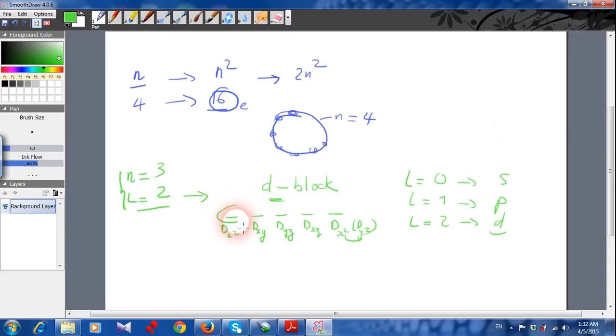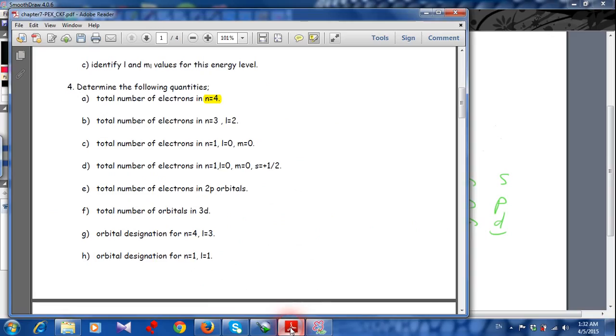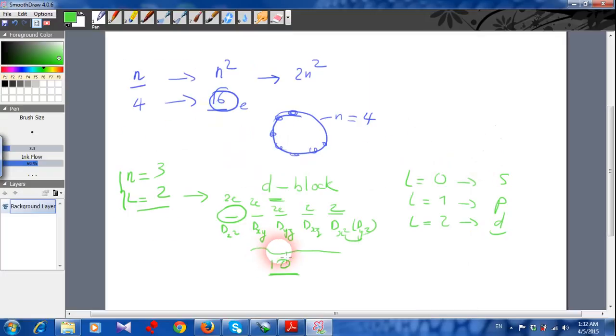With these orientations, we have 2 electrons, 2 electrons, 2 electrons, 2, 2, and we have 10. The question is the total number of electrons in this energy level, and we have 10 electrons in the 3d orbital. That's the answer to question B.